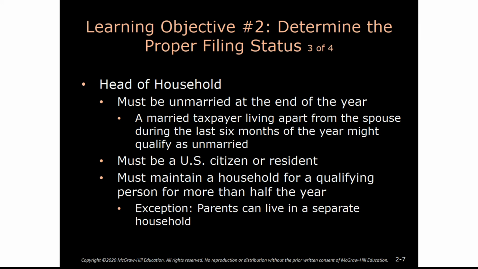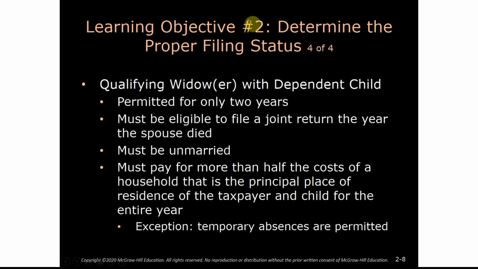So, for example, parents can often live in separate households, but one may have the qualifying child, for example, and the qualifying child then would provide potential for this taxpayer to claim head of household status. And by the way, head of household filing status generally provides a greater tax benefit than filing single, as long as the taxpayer qualifies. Another filing status is the qualifying widower with a dependent child.